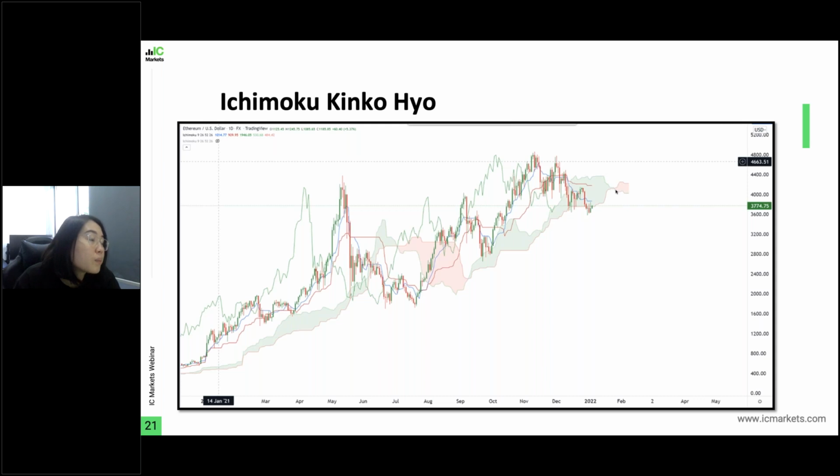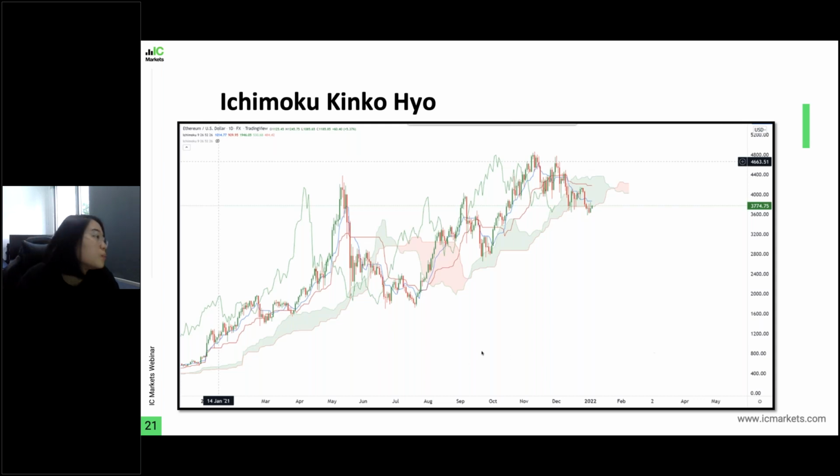So when the green line crosses the red line, it means that it's on a downtrend. If the green line is above the red line, it means that it's on an uptrend. The best case scenario for Ichimoku is that everything is pointing in the correct direction, and it gives you confidence that Ichimoku is signaling to me that it's up, up, up.